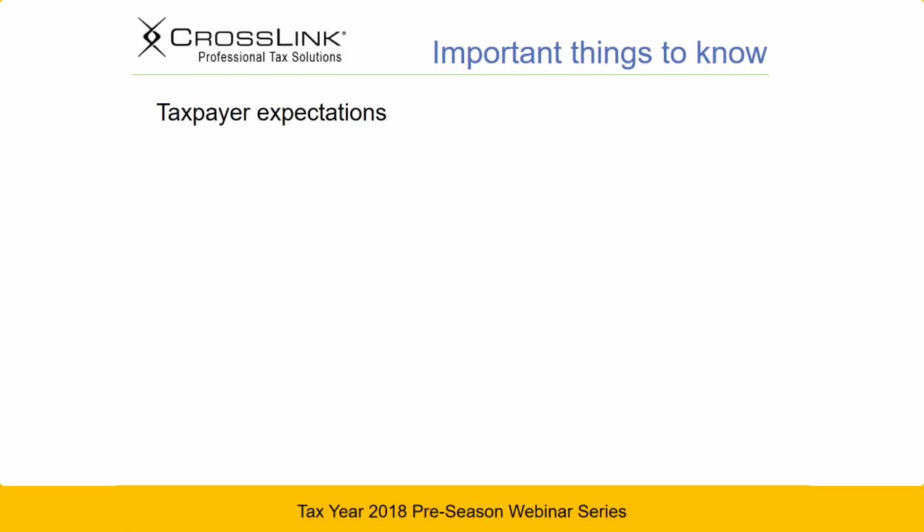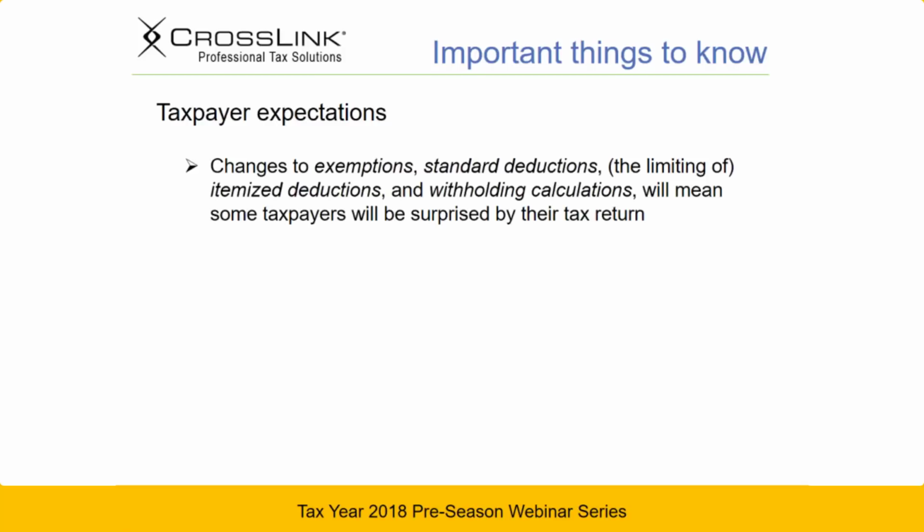Other important things to know when it comes to taxpayer expectations, and this is a very, very important thing to understand. There have been changes that were made to the laws, and because of that, there's changes to exemptions, standard deductions, even the limiting of itemized deductions and withholding calculations. What it's going to mean to some taxpayers is that they are going to be surprised by what their tax return is going to yield this year.